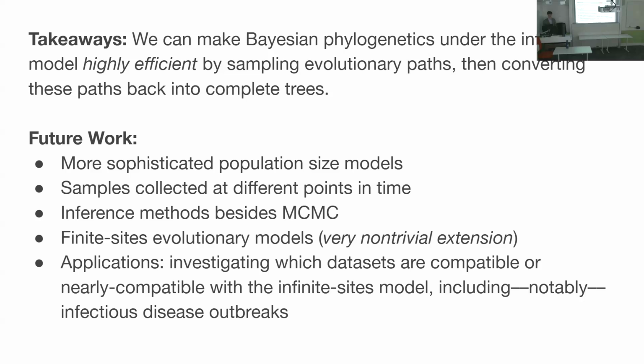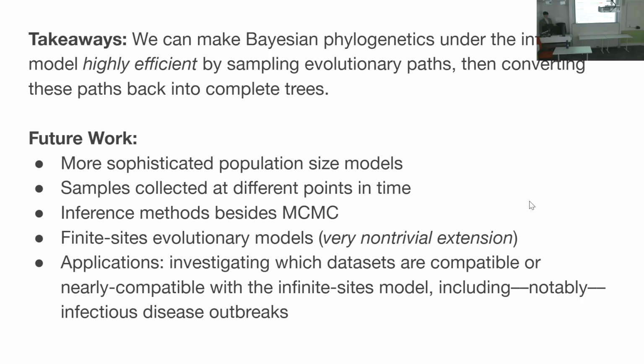And then finally, on the theoretical side, we're interested in considering a generalization to finite sites evolutionary models. I think this is very non-trivial because you lose the ability to use that nice trick of the perfect phylogeny, where you can construct the perfect phylogeny both from the data as well as the inferred tree. That being said, you might still be able to retain the idea of representing trees just in terms of their sequences of coalescences and mutations and which genotypes they occur in.